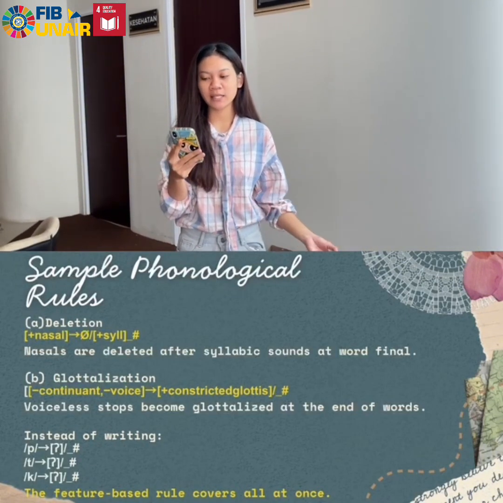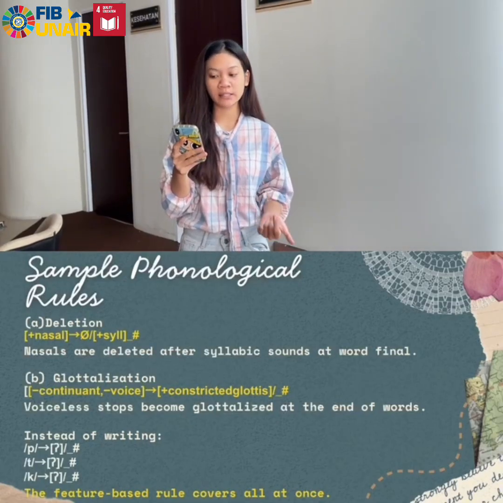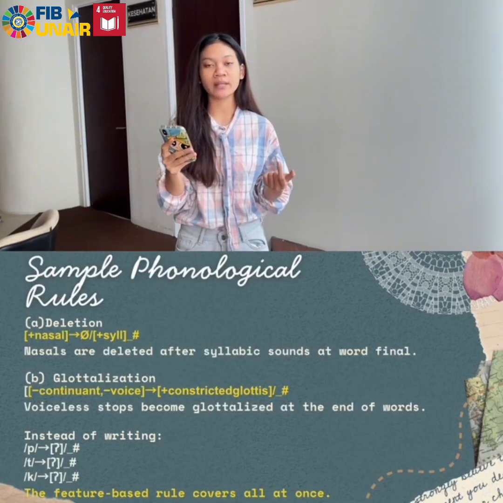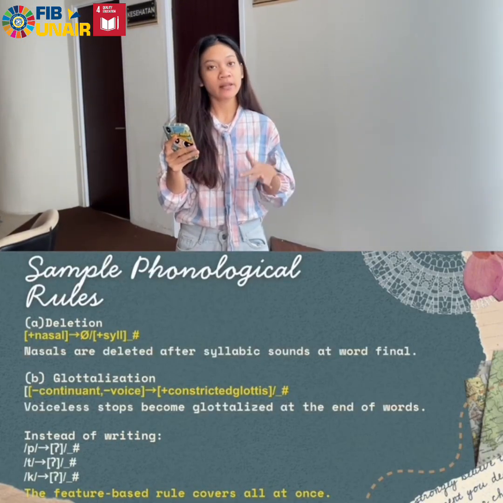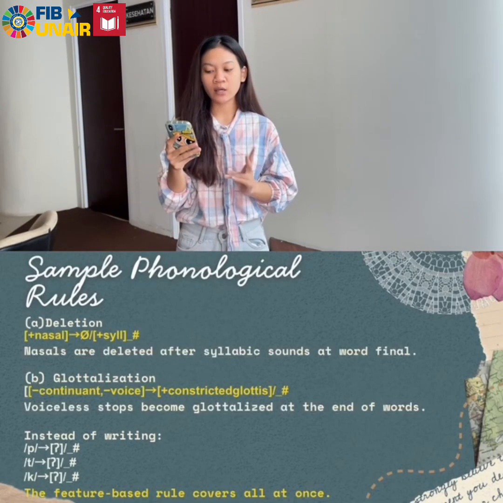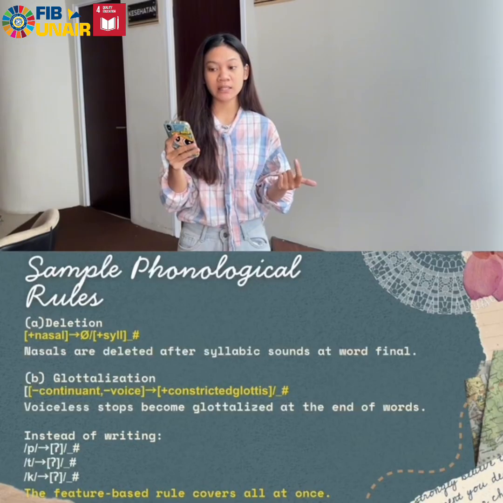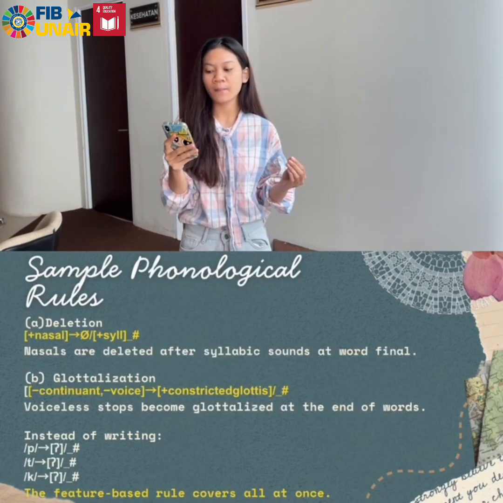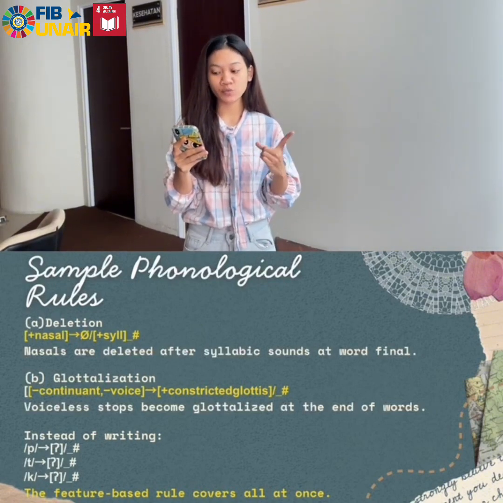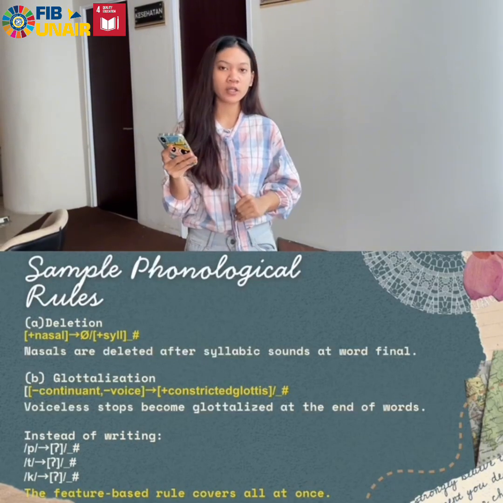And the next one, I'm going to talk about deletions and glottalizations. So the first rule is deletion. It states that nasal sounds are deleted after syllabic sounds when they occur at the end of a word. In other words, the nasal consonant is no longer pronounced in that environment. And the second one is glottalization. In this case, voiceless stop consonants such as P, T, K become glottalized when they occur at the end of a word. We can use one feature-based rule that applies to all of them because they share the same phonological features.